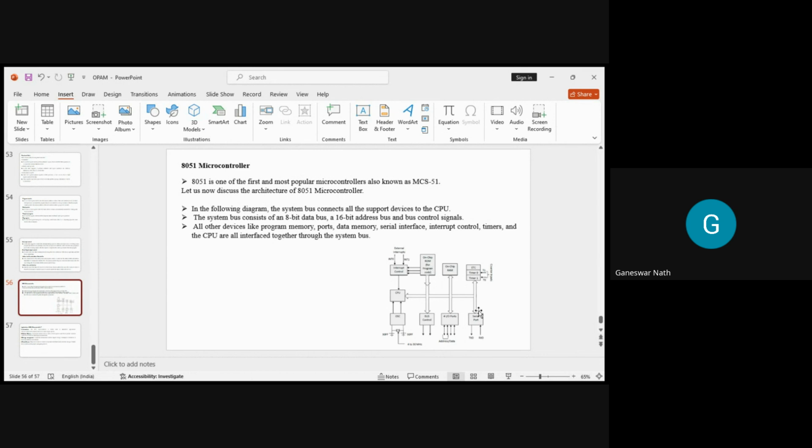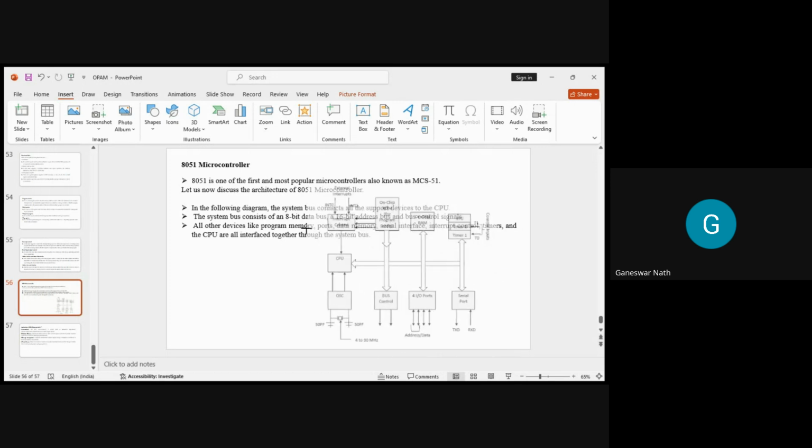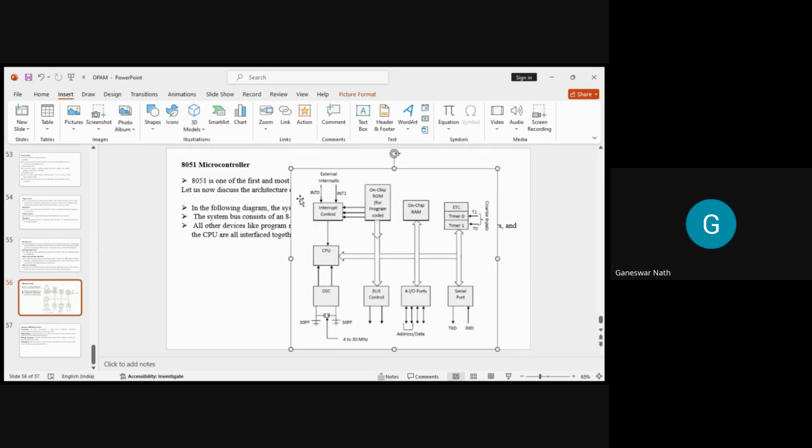You can see this simple architecture nicely describes the 8085 microcontroller here. These are the inputs, and these are the external interrupts. So currently, the interrupt controller is here. All of these are internal connections. This is the on-chip ROM.